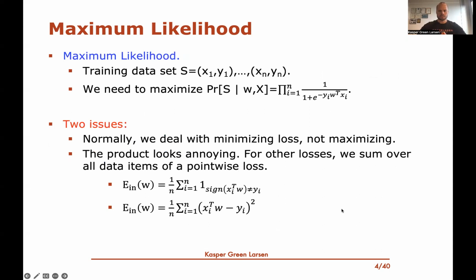When we want to do this, we have two issues. One is that in the other setups, we're normally dealing with minimizing a loss function, while here we're maximizing an expression instead. The second is that this is a product over a lot of terms, whereas in the previous loss functions, for instance classification with the 0-1 loss and linear regression with least squares loss, it's an average over training examples of a pointwise function. So it's a sum instead of a product.